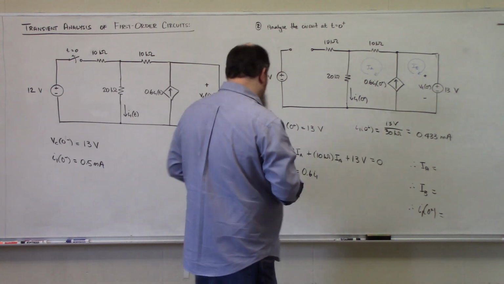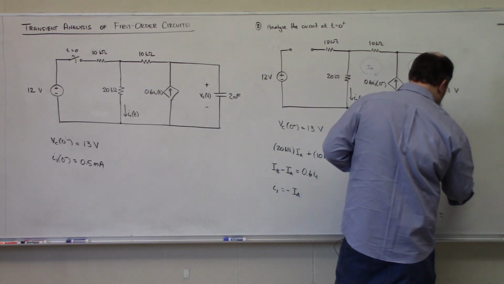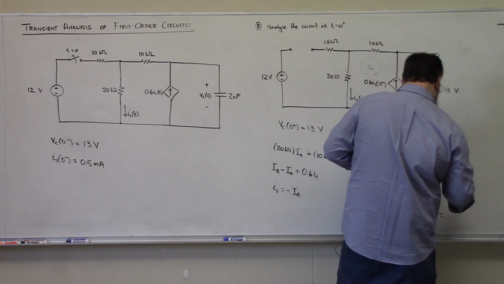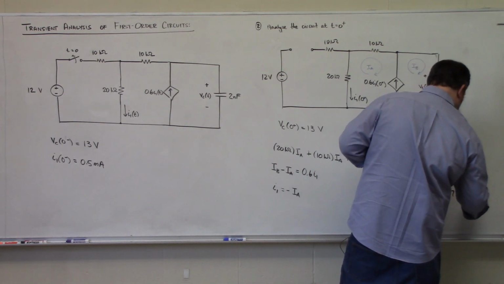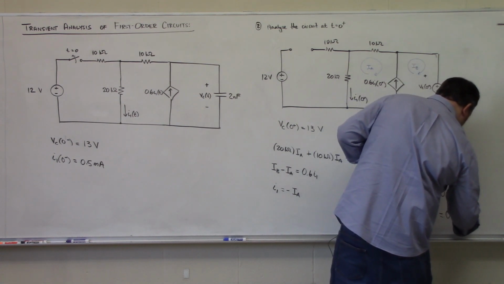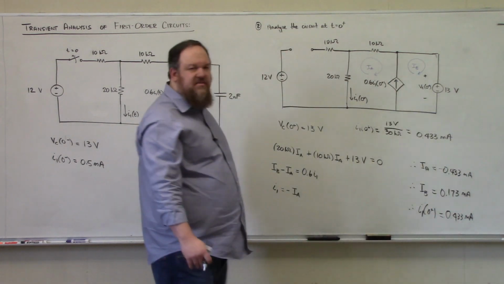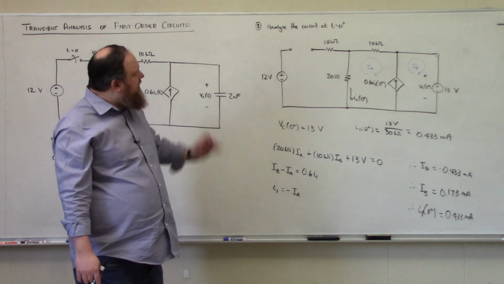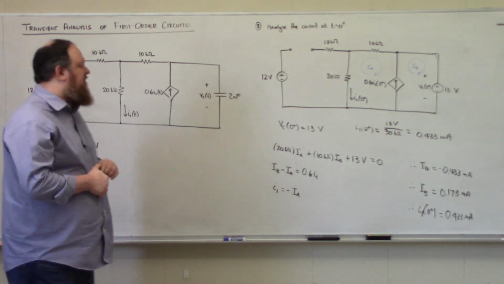And I get negative 0.433 milliamps, positive 0.173 milliamps, and 0.433 milliamps. So my intuition was correct. We could have just simply used Ohm's law and gotten that current, but that dependent source is a little bit worrisome, so I didn't want to make any simple errors in judgment there.